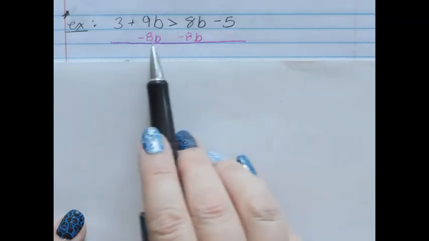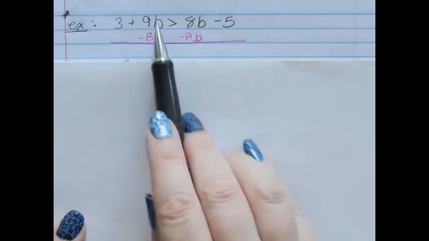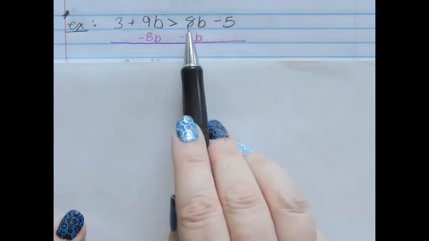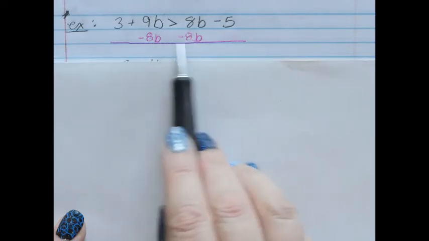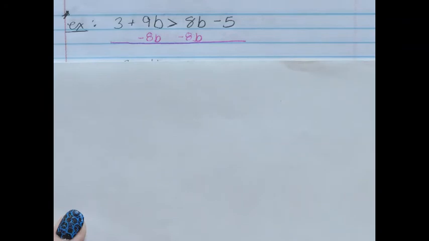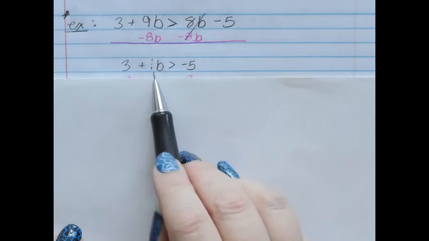Now you're seeing that I'm subtracting 8b, and the reason for that is 8 is smaller than 9. So I'm going to move the 8b over to the other side, and because it was a positive 8, I'm going to subtract 8 on both sides. Again, this inequality symbol acts like an equal sign-ish. 8b minus 8b goes away. And I'm left with 3 plus 1b, because 9 minus 8 is 1.